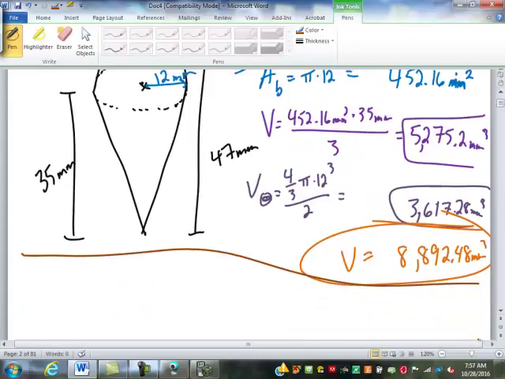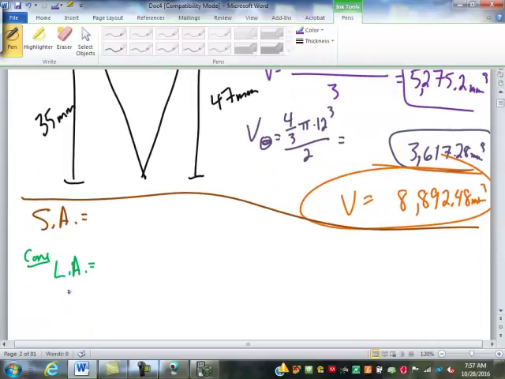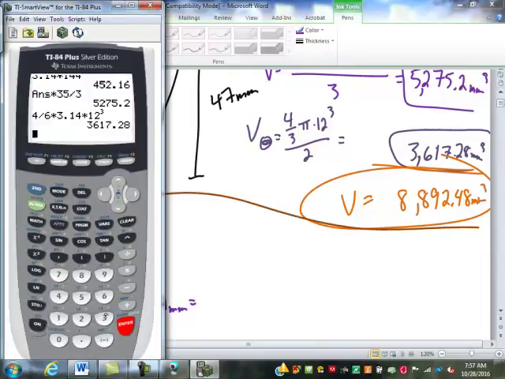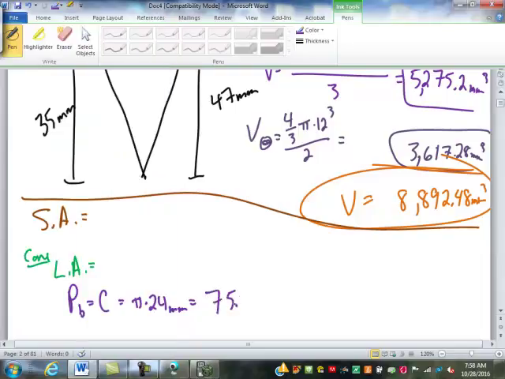Surface area for the cone. Once again, we don't have to worry about the area of the base because the base is covered. So we're dealing with the lateral area for the cone. For the lateral area, we still need to know the perimeter of the base. The perimeter of the base is going to be the circumference of that circle, which is going to be pi times 24 millimeters, 75.36 millimeters is the perimeter of the base.